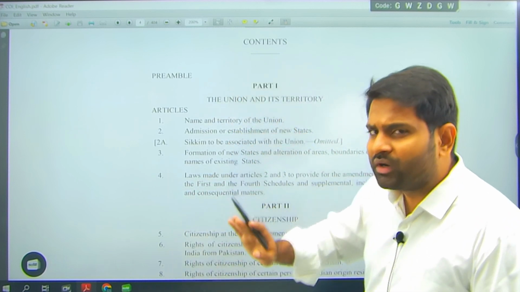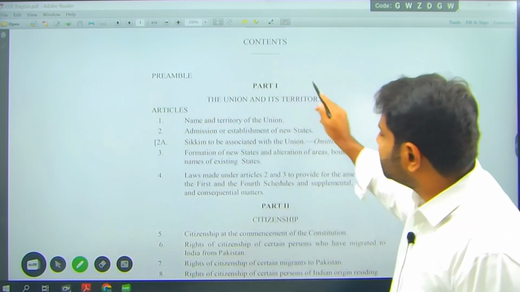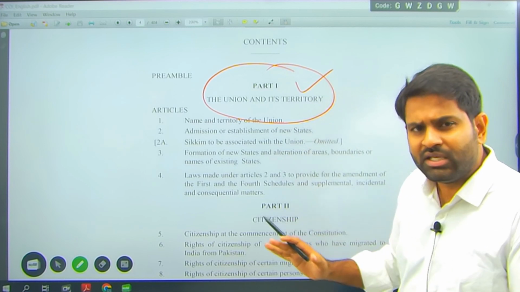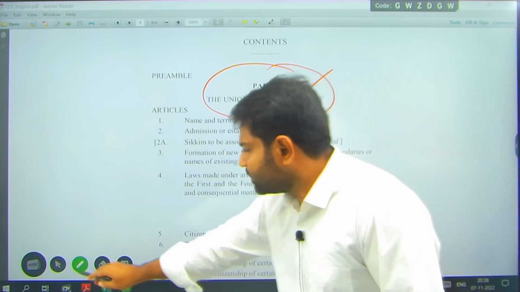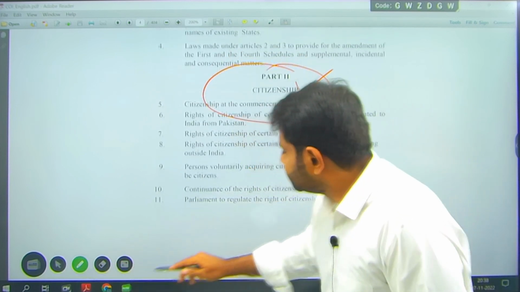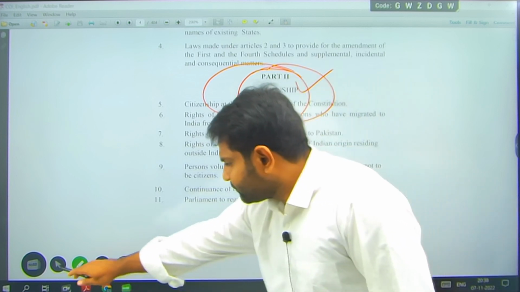What is the first part? We will try to focus on the parts first. What is the first part? Territory. Can you see this sequence? Territory is the first part of the Indian Constitution. The second part of the Constitution is citizenship.